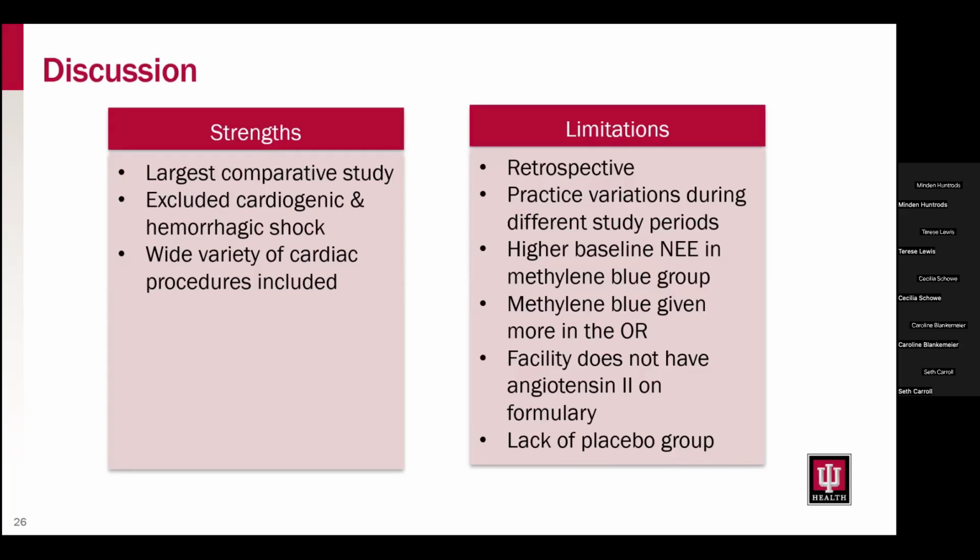Lastly, this facility does not have angiotensin II on formulary. And as we discussed earlier, that may have been another potential option to treat vasoplegic shock. And lastly, there is a lack of placebo group in the study, so it's hard to determine whether or not the increase in MAP and decrease in norepinephrine equivalents was just due to the vasoplegia resolving on its own.